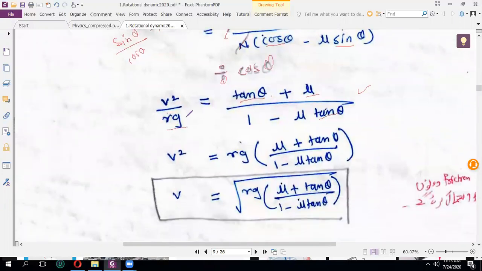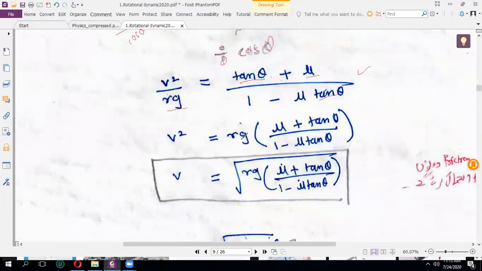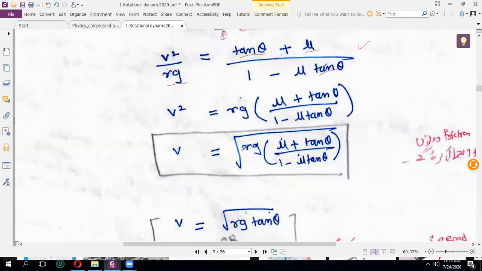Now take this rg on the right hand side. What we are getting? v square is equal to rg. Take this part in a bracket. Can we write mu first, then tan theta? It will work, swapping the order doesn't matter. Mu plus tan theta, upon 1 minus mu tan theta. Correct? Now take the square root on the right side. What we are getting? v equals square root of rg times mu plus tan theta upon 1 minus mu tan theta.